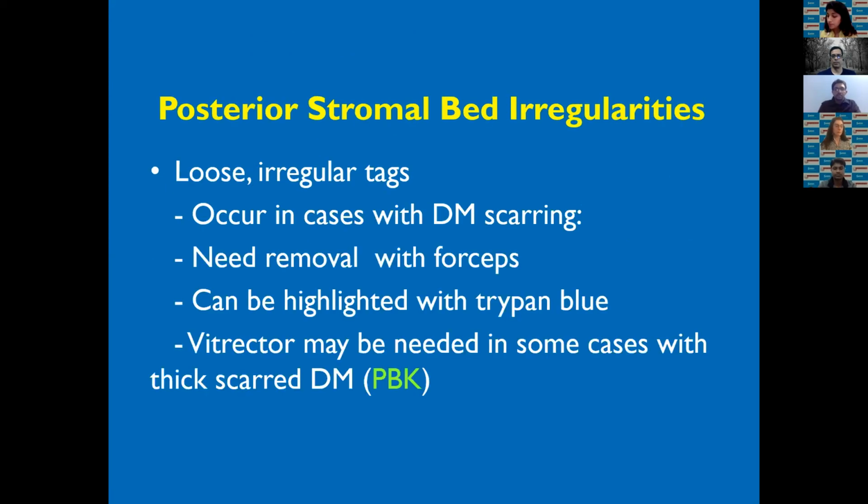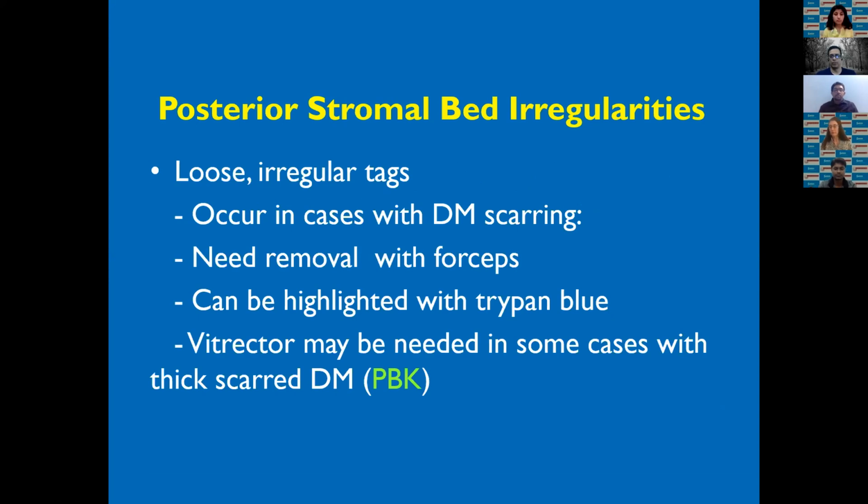What about the posterior stromal bed irregularities? Now, there are certain situations where we may encounter loose irregular tags. These occur in cases where we have a Descemet's membrane scarring, quite often seen in cases of PBK, complex cataract surgery. These need to be removed with forceps, especially so because in these areas where there are loose tags, there can be a focal detachment, so the Descemet's membrane attachment will not be very good. And one specific way of highlighting these loose tags is by staining with trypan blue.